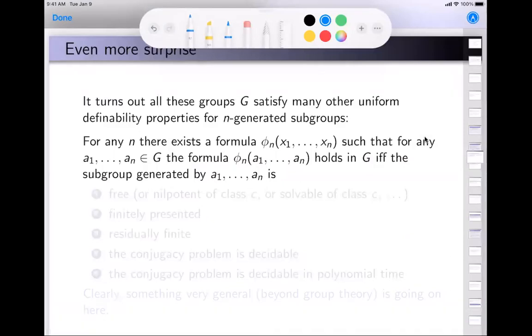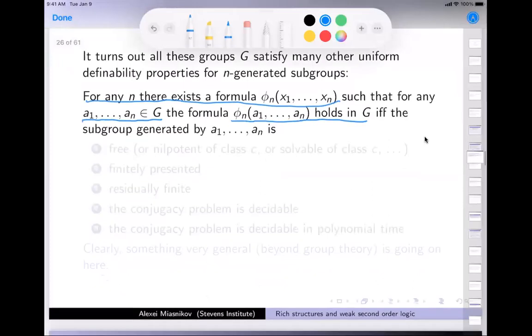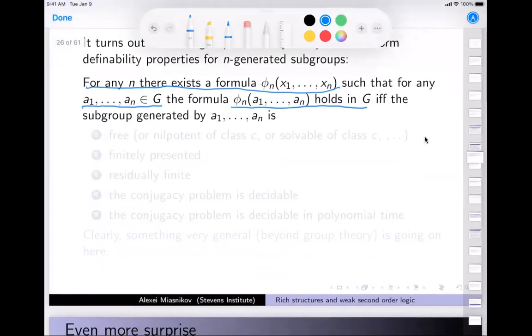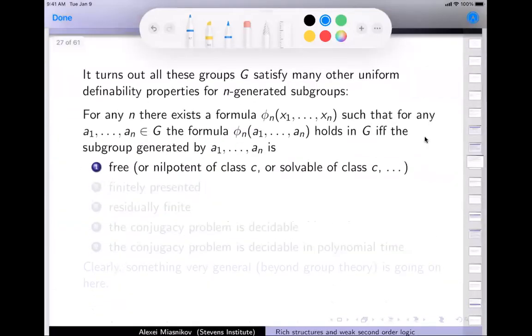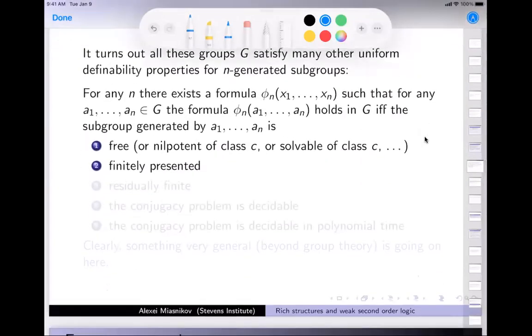So for example, for any n, there exists a formula phi n such that if you pick n elements in G, this formula holds in G if and only if the subgroup generated by these elements satisfies the corresponding condition. So for every condition that I list here, there is a particular formula. For example, you say the subgroup is free or free nilpotent or free solvable or whatever. It's finitely presented. It's strange things, really, not definable by first order formulas, really.